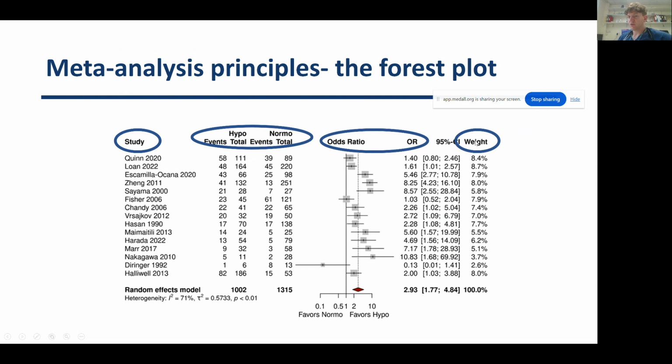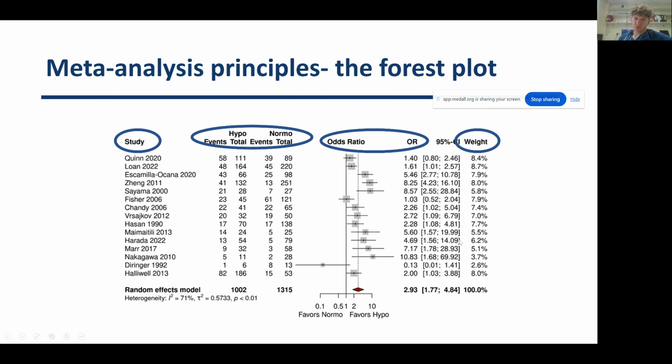The next part on the right-hand side is the weight. This is referring to the population differences that I spoke about in the example before. Each study is going to be assigned a weight for what it contributes towards the overall meta-analysis figure, based firstly on the population size, and secondly on its deviation from the expected mean. Let's take the study at the top, Quinn 2020. You've got about 300 patients there, so it's given a weight of 8.4% out of the total.